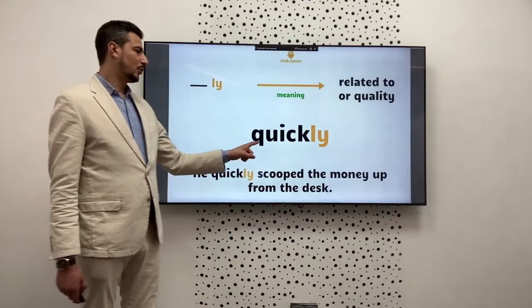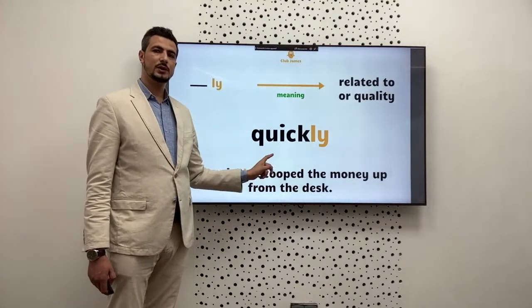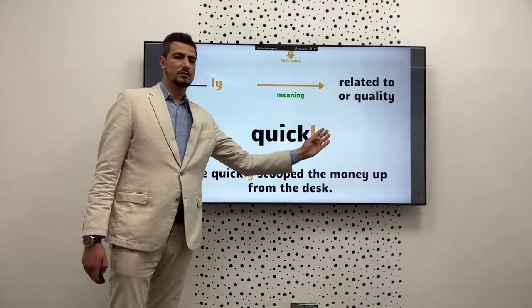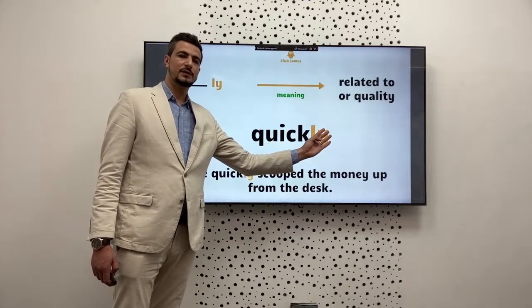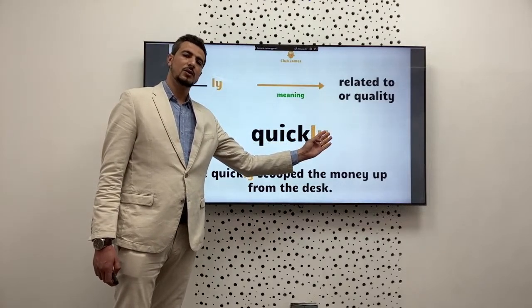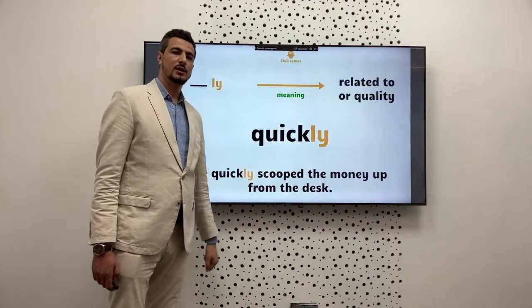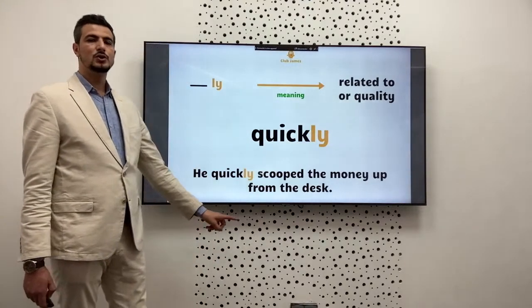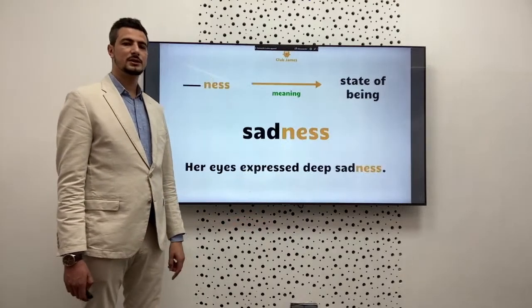The same thing, quick, quickly, quick, quickly. The suffix here is ly. We add it to the adjective quick, and it becomes quickly. He quickly scooped the money up from the desk.